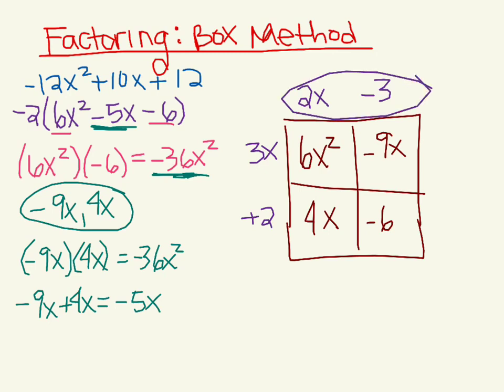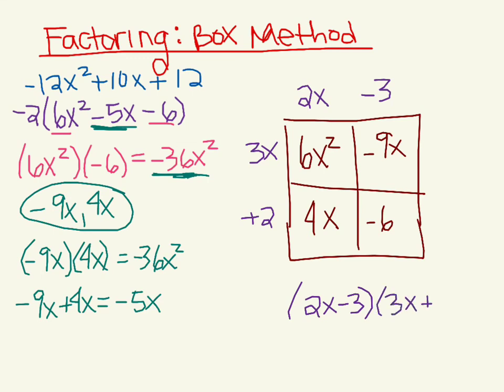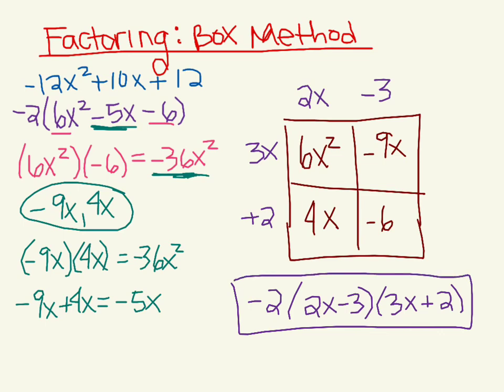So these actually become my factors. And I get 2x minus 3 times 3x plus 2, but we're not quite done because we don't want to forget that we had this negative 2 over here that we were ignoring for the time being. So then all we do is go ahead and put that negative 2 out in front, and this is my final answer.